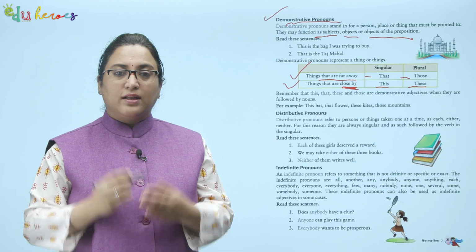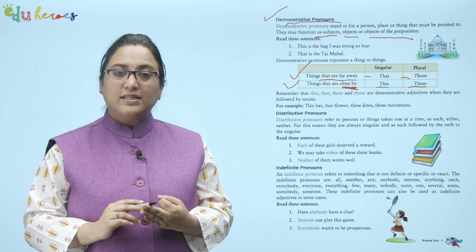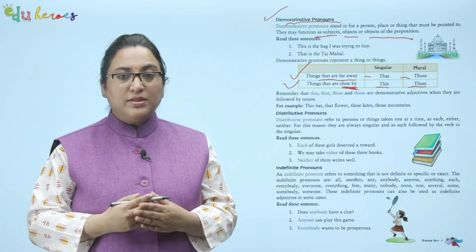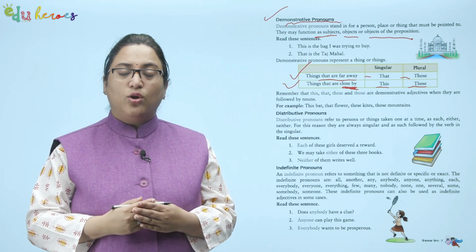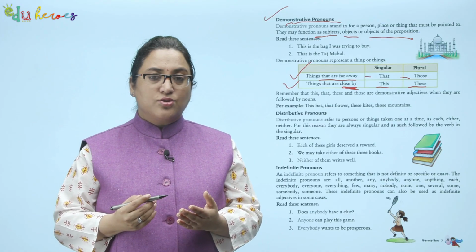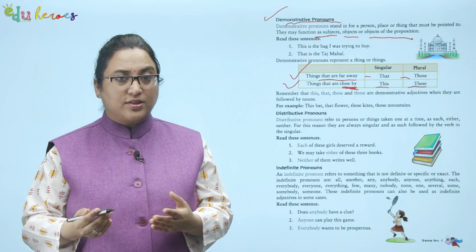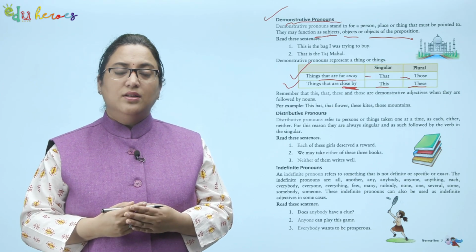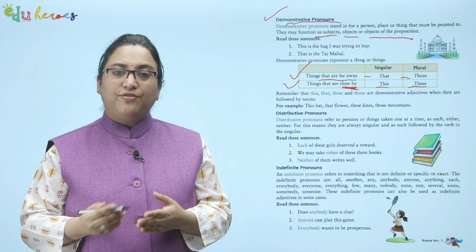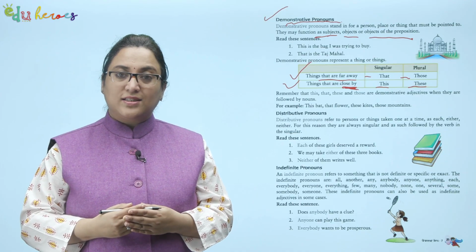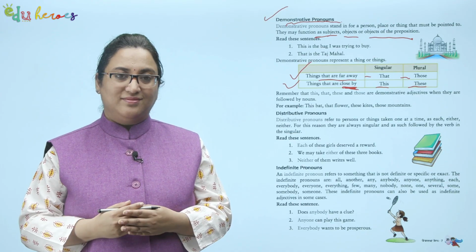Remember that this, that, these and those are demonstrative adjectives when they are followed by nouns. So, if there is a noun next to it, they become demonstrative adjectives. For example, this bat, that flower, these kites, those mountains.